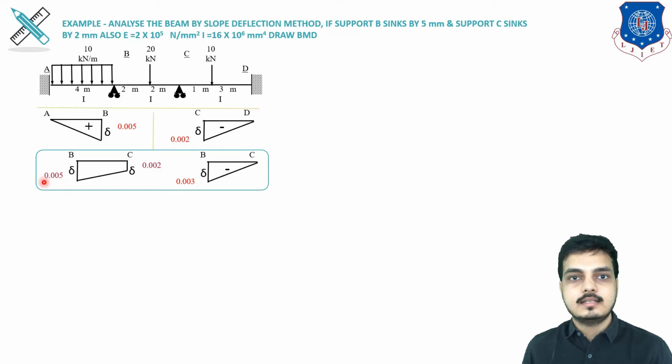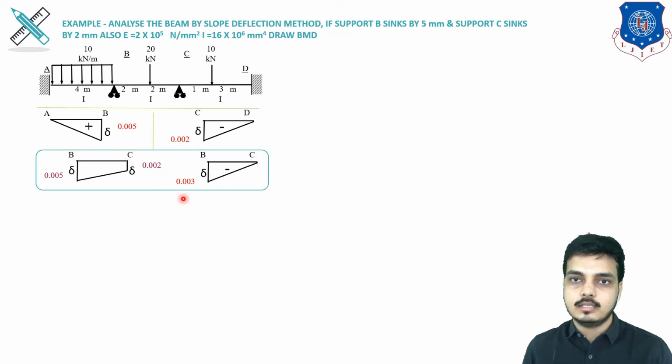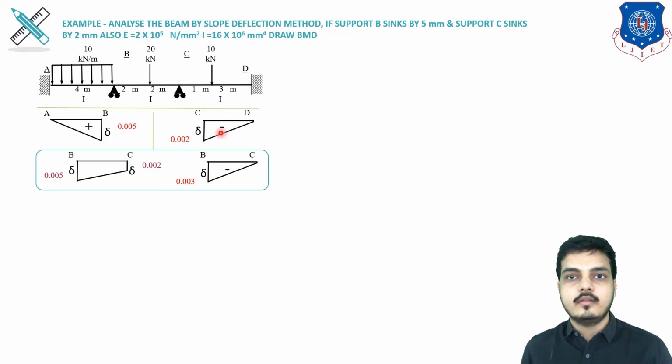Now we have to take a net effect of this delta. Means look, this is sinking 0.005 and this is sinking 0.002. So B is sinking 0.003 more than C, so we have to take it as a net effect of the entire span BC. If both the supports are sinking, then we have to take a net effect, means 0.005 minus 0.002 means 0.003, B is sinking. Now for CD span, only C support is sinking, which is 0.002, means 2 mm. Now look here, I have written positive, negative, negative.